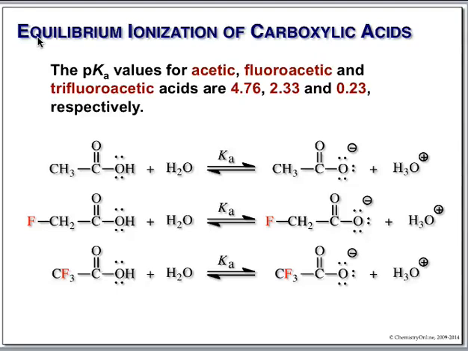In a strong acid like HCl, this equilibrium is virtually 100% this way, and there's virtually no undissociated Bronsted acid. In a weak acid, it's reversed.